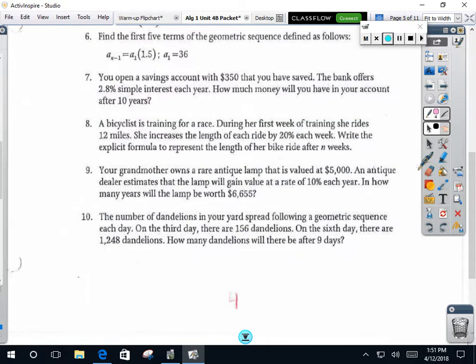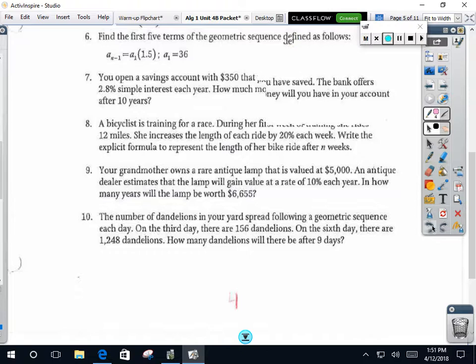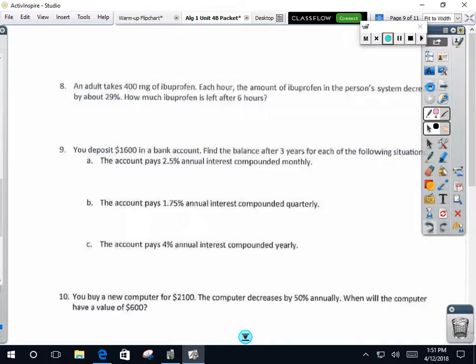All right, number 7. You open a savings account with $350 that you have saved. The bank offers 2.8% simple interest each year. How much money will you have in your account after 10 years? Oops, I don't know what happened. Okay, go ahead and start that one by yourself while my computer does something.